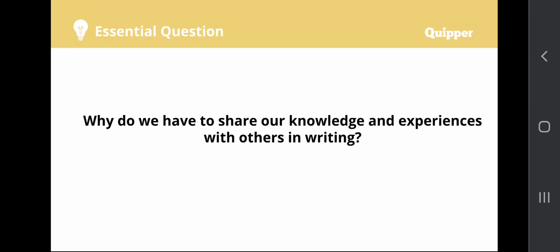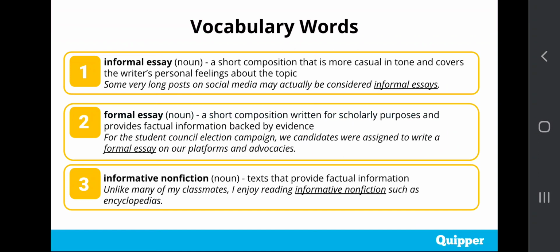Now, in deepening this understanding, class, I want you to take down these vocabulary words that we are going to encounter as we go along our discussion. First, informal essay. This is a noun which means a short composition that is more casual in tone and covers the writer's personal feelings about the topic. Example, some very long posts on social media may actually be considered informal essays.